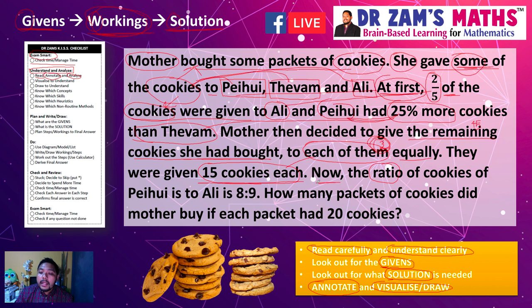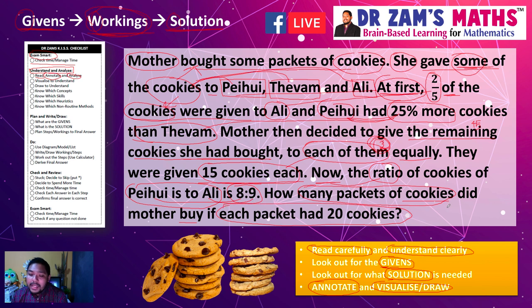The ratio of cookies between Peihui and Ali is now 8:9. So after mommy has given up all the cookies, giving each individual 15 cookies each, now the ratio is 8:9 between Peihui and Ali. Now the last sentence is actually the question. How many packets of cookies did mother buy if each packet had 20 cookies?